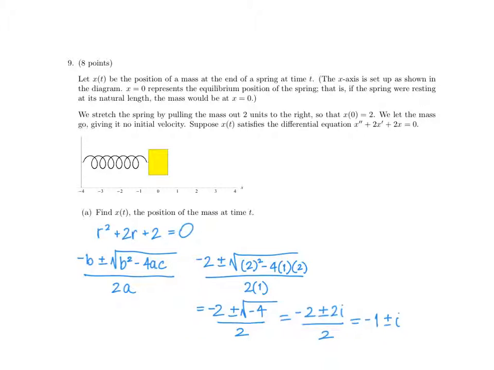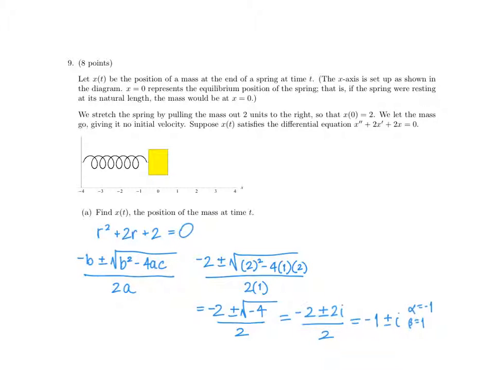Now, let's remind ourselves that when we're looking at a characteristic equation that has two complex roots, the roots are going to have a real part. For us, that's the negative 1 part, and then the imaginary part, that's the plus or minus i part. And the coefficient on the imaginary part we care about, right? We have alpha plus or minus i beta. For us, alpha is equal to negative 1, and beta is equal to positive 1.